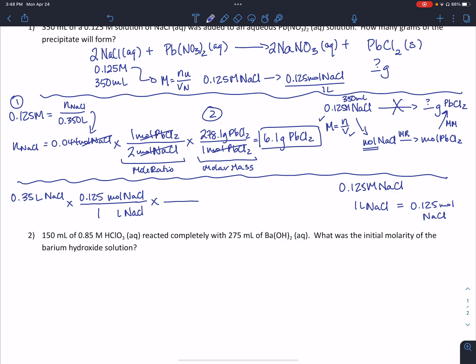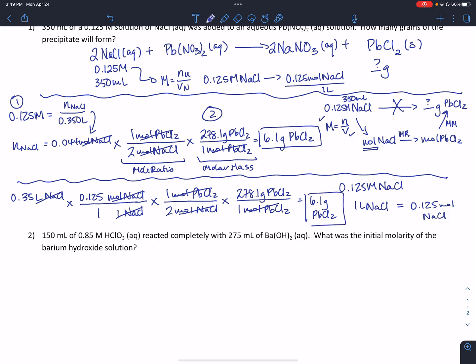Now I have moles of NaCl, so it's the mole ratio step. 2 moles of NaCl for every 1 mole of PbCl2. So there's my mole ratio step, and then I'm going to finish it up with my molar mass step, where 1 mole of PbCl2 has a molar mass of 278.1 grams. So if you look, my moles of lead 2 chloride are going to cancel, my moles of sodium chloride are going to cancel, my liters of solution are going to cancel. So everything cancels except for those grams of PbCl2. If I multiply across, then divide by the bottom, I once again get 6.1 grams of PbCl2.